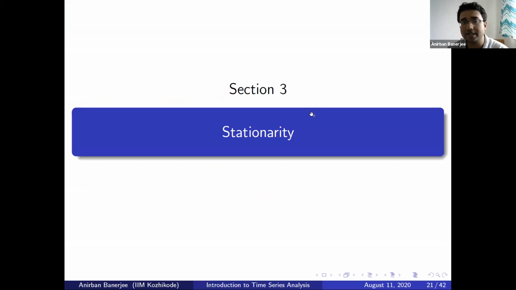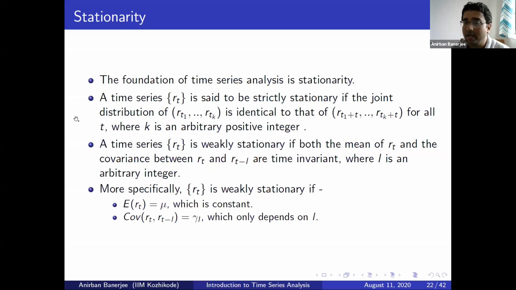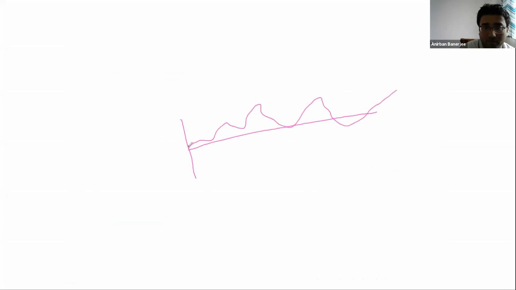Let us try to define stationarity now. A time series can be what is called strictly stationary. It is said to be strictly stationary if the joint distribution of r_t1 through r_tk is identical to the joint distribution after shifting in time. That might seem like a little too much jargon for some of you. So let's see something like this. You have some sort of an observation of some data. This is a series Yt.